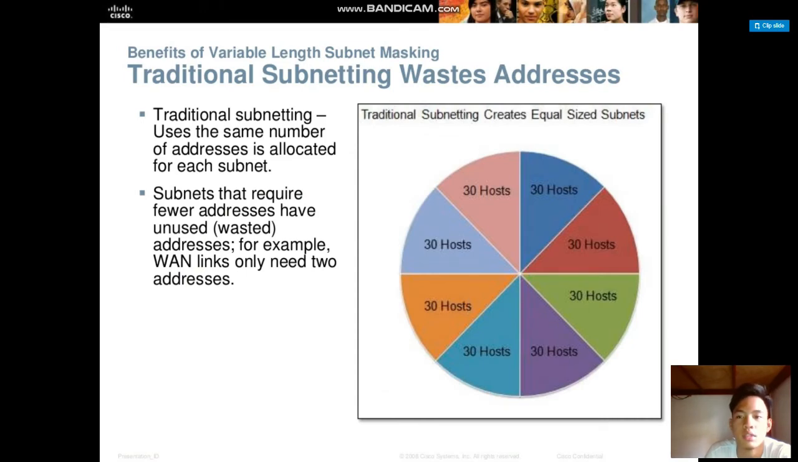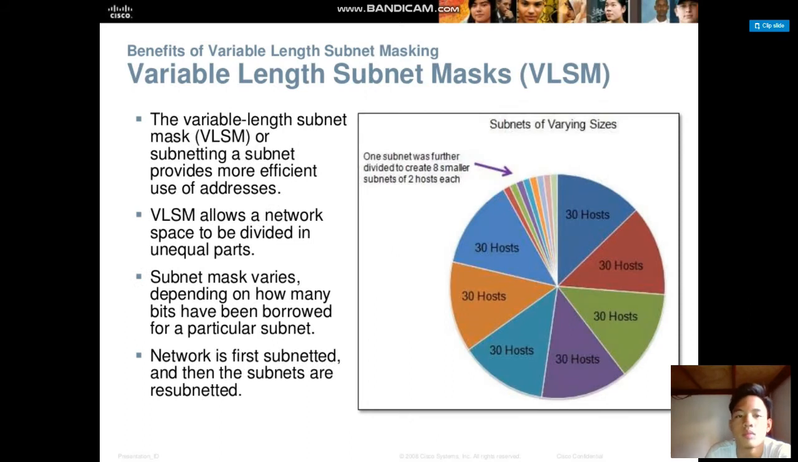Traditional subnetting wastes addresses. Traditional subnetting uses the same number of addresses allocated for each subnet. Subnets that require fewer addresses have unused or wasted addresses. For example, WAN links only need two addresses.